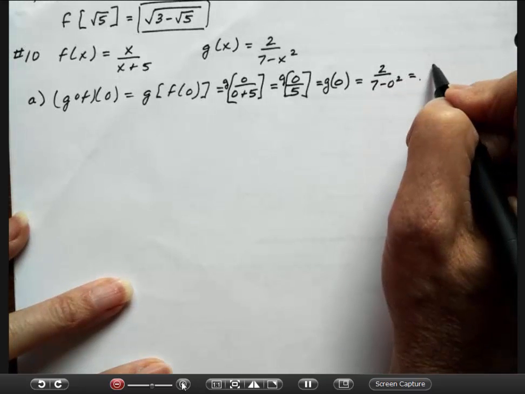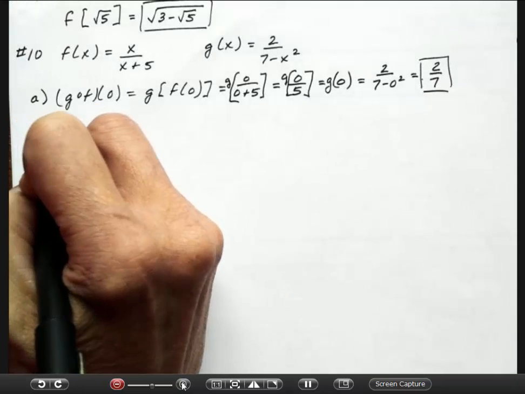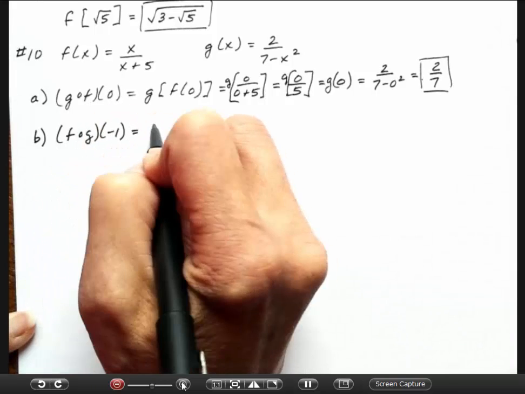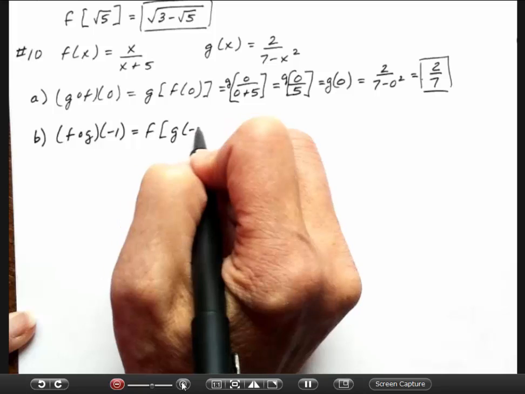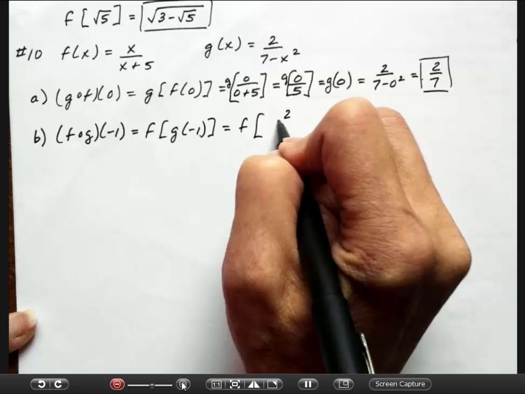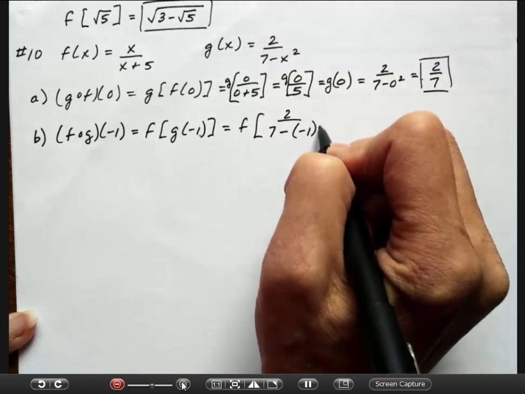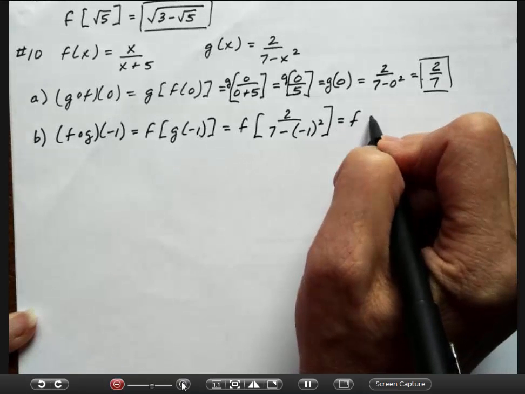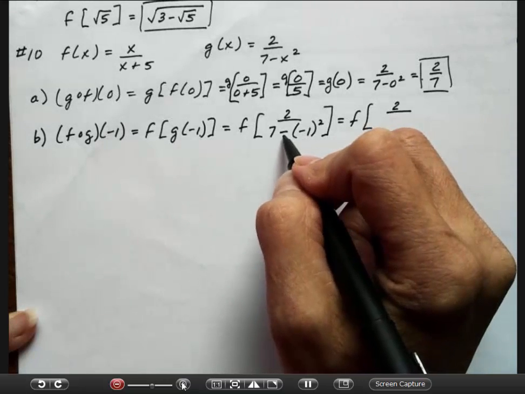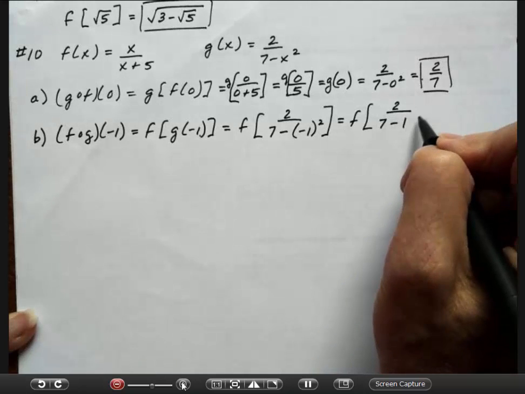And when I do that, I end up with 2/7. The second composite function is f of g of negative 1. So I'm going to put a negative 1 into my g function. When you do this, make sure you use grouping symbols. We're going to take 7 minus, and then x is going to be squared. Make sure you follow your order of operations, which says that I need to square before I subtract. So 7 minus, and then negative 1 times negative 1 is a positive 1.